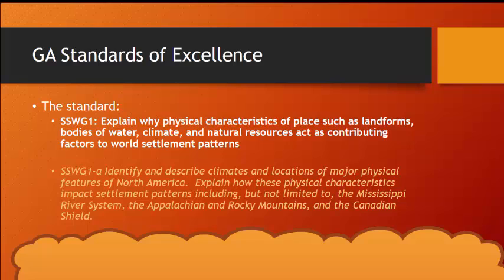The Georgia Standards of Excellence associated with this is Social Studies World Geography Standard 1, which states: explain why physical characteristics of place such as landforms, bodies of water, climate, and natural resources act as contributing factors to world settlement patterns. We will also be looking at Element A, which states: identify and describe climates and locations of major physical features of North America. Explain how these physical characteristics impact settlement patterns, including, but not limited to, the Mississippi River system, the Appalachian and Rocky Mountains, and the Canadian Shield.